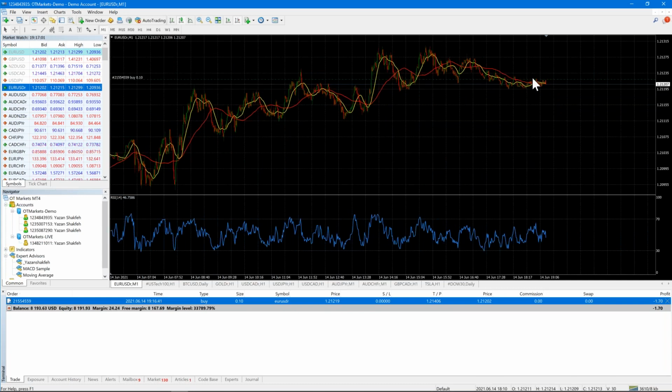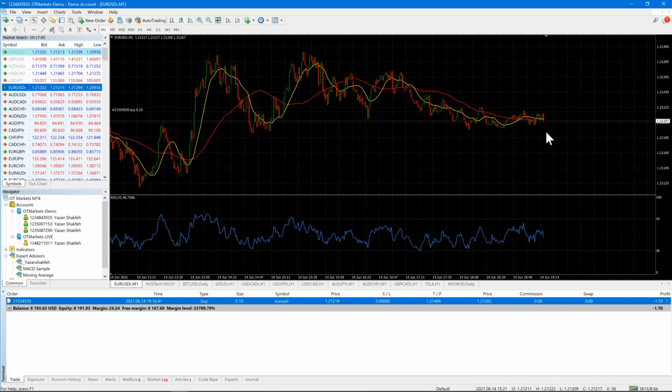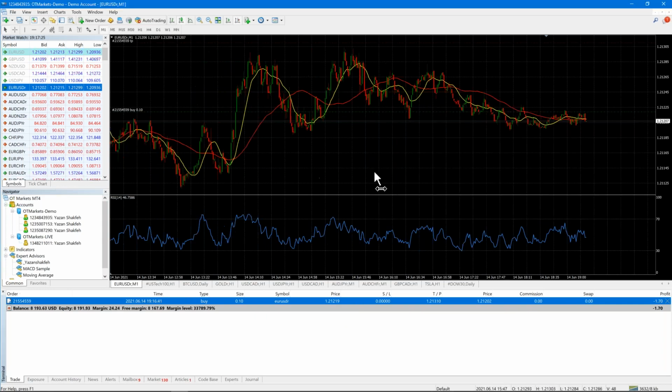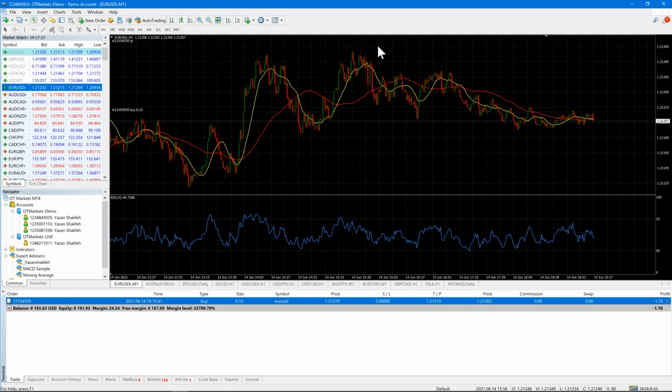Now, if the market goes in my favor and I get 20 pips extra, let's make it 10 pips easier. So we enter at 1.2121, and I'll make the take profit at 1.2131. So here it is, here is the take profit now.